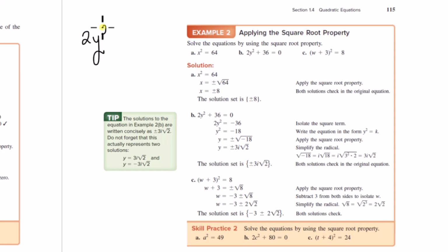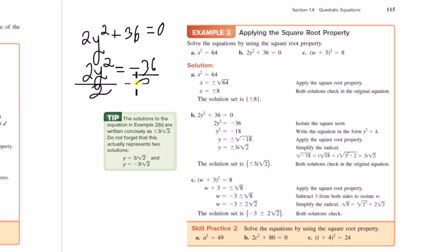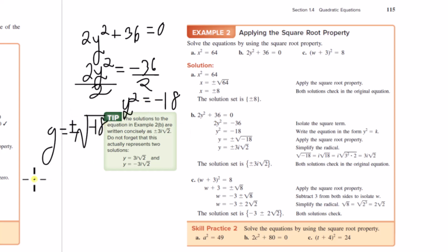2y squared plus 36 is equal to 0. So you have 2y squared is equal to negative 36. Divide both sides by 2. You have y squared is equal to minus 18. So y is going to be equal to plus or minus the principal square root of minus 18. 9 times 2 is 18, so we could take out a 3 and the i: plus or minus 3i root 2.